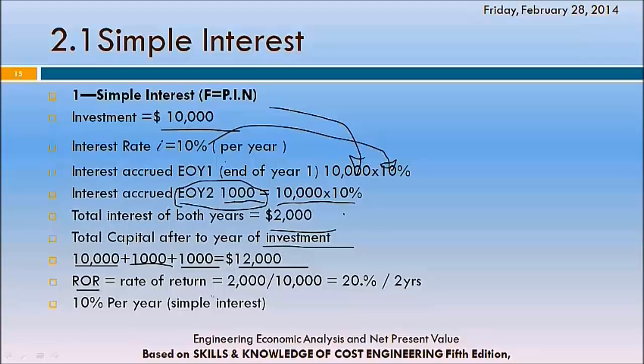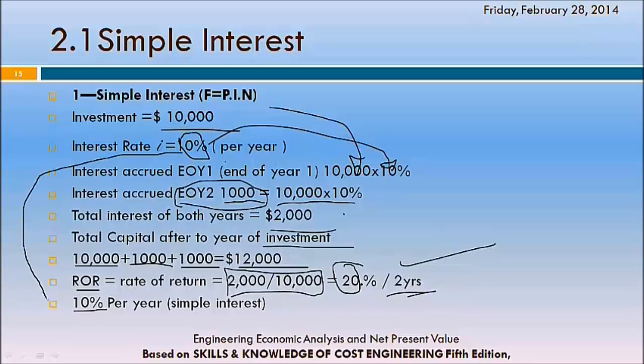So your rate of return is 2,000 over the total investment 10,000, which is 20% per 2 years, not per year. So the interest rate is the same as the interest rate per year, which is 10%. This means your interest type is simple interest, no compounding effect. So in the next slide we're going to see the difference.